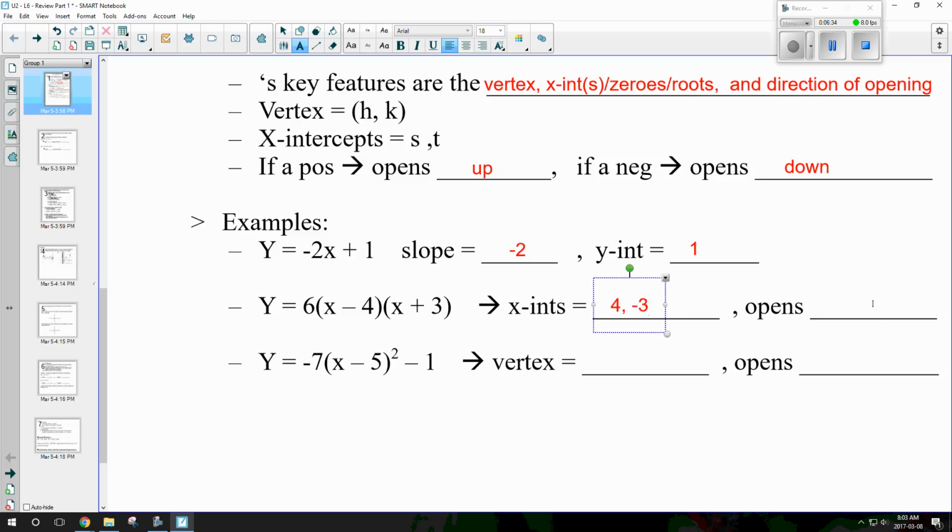And then we need to decide which direction it opens. So in this case, we look at our A value out front. It is a positive value, so we know that our parabola opens up.